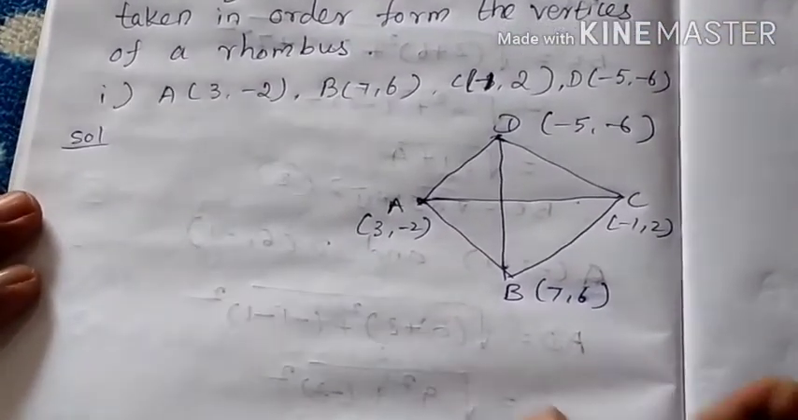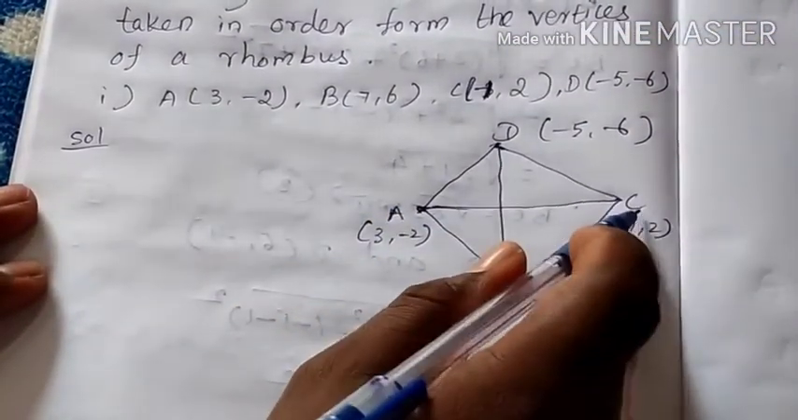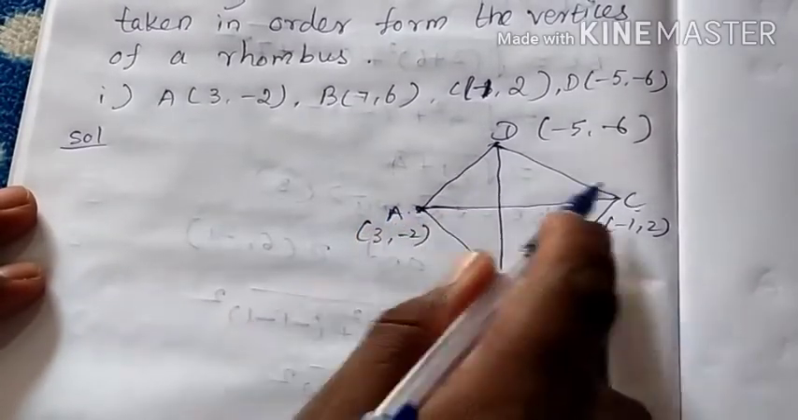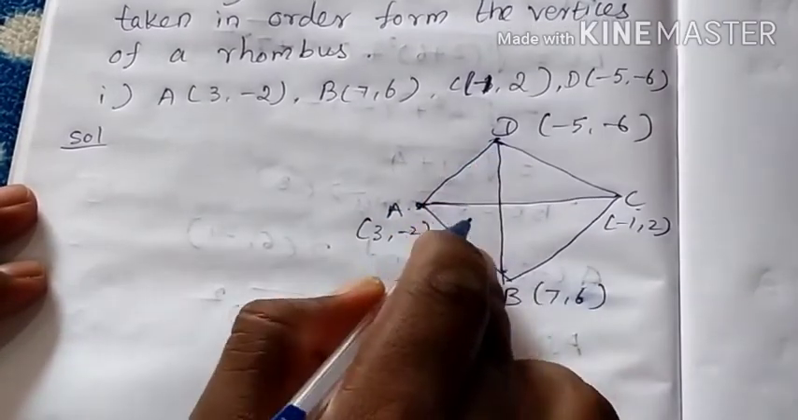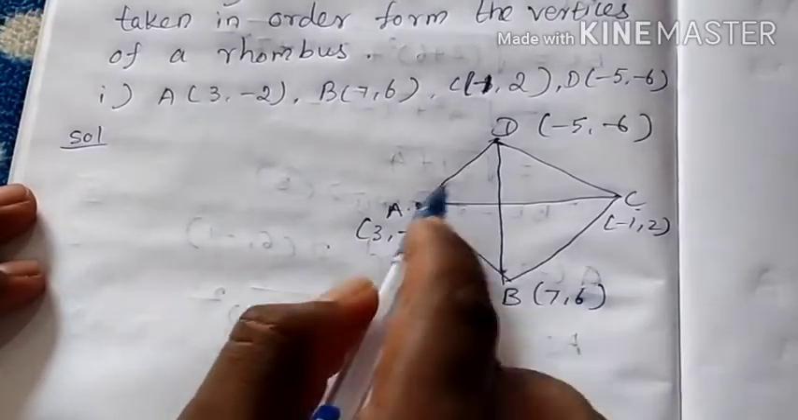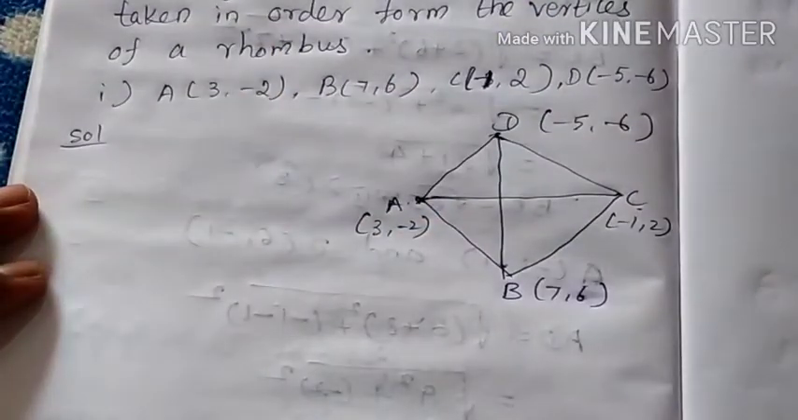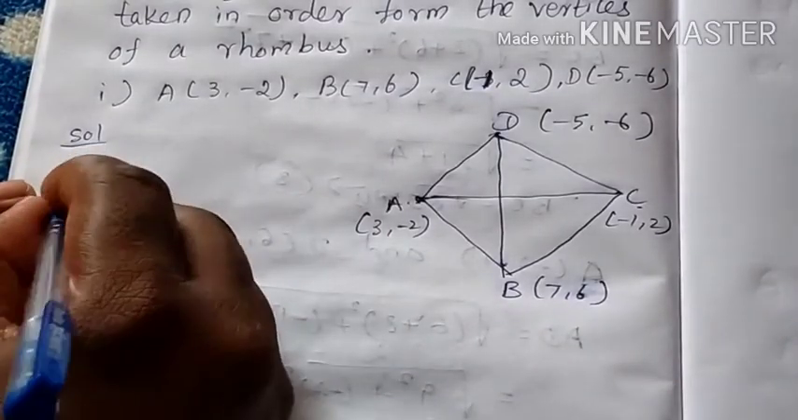Okay, first check AB equal to BC equal to CD equal to DA, and also check AC equal to BD. Satisfying the two conditions, the given 4 vertices form a rhombus. Okay, one by one you solve.